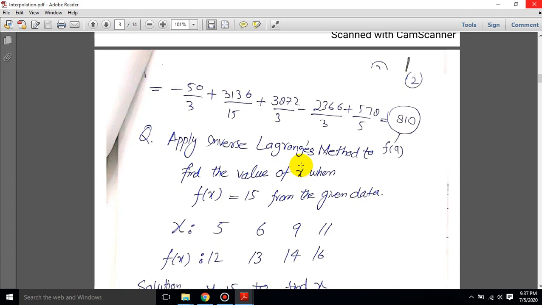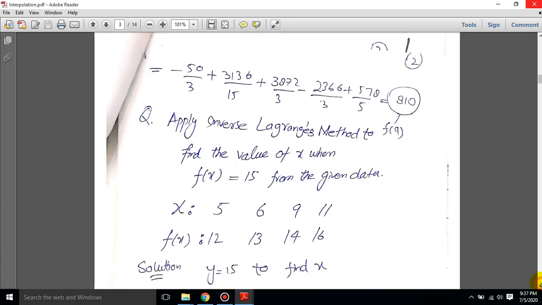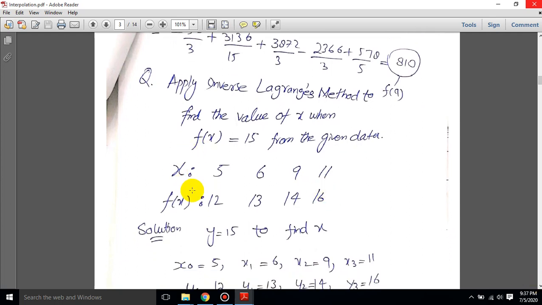Earlier we wanted the value of the function for a specific value of x, but now we want to find the value of x where f of x will be equal to 15 from the given data. Again we are using the same method, but here we have different data. The given set of data is x equal to 5, 6, 9, 11, and the function is defined at these values: at 5 it is equal to 12, at 6 it is equal to 13, at 9 it is equal to 14, and at 11 it is equal to 16.